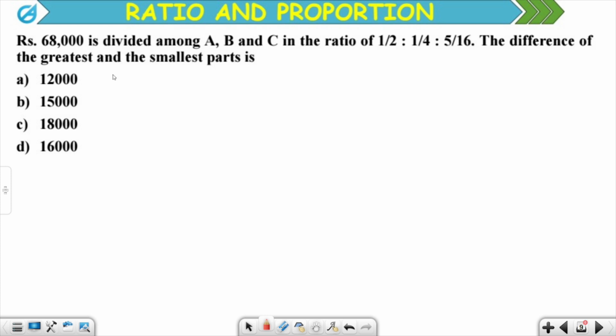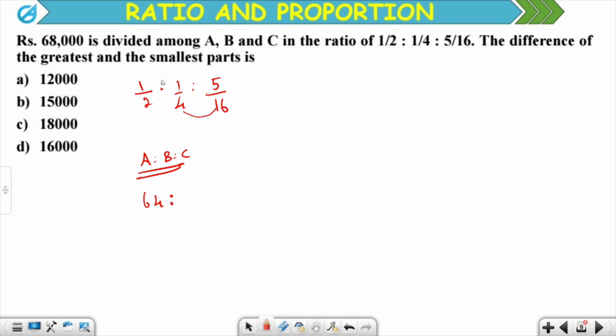Okay, so 68,000 is divided among A, B, C in the ratio 1 by 2, 1 by 4, 5 by 16. So what will be the ratio of A, B, C? Okay, again, this one also we have covered in the previous video. If you have not watched the video, please watch it. Okay, see how to find the value of A. The thing is simple, multiply these two things. So we'll be getting 64.